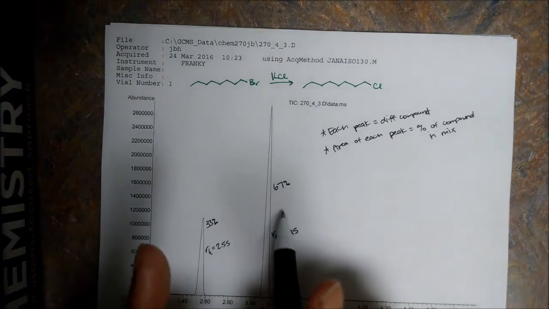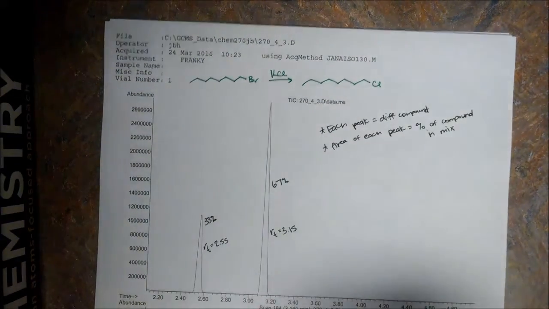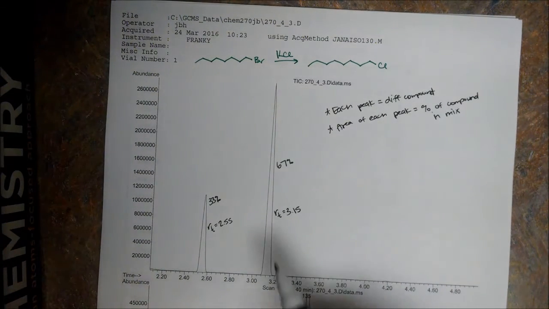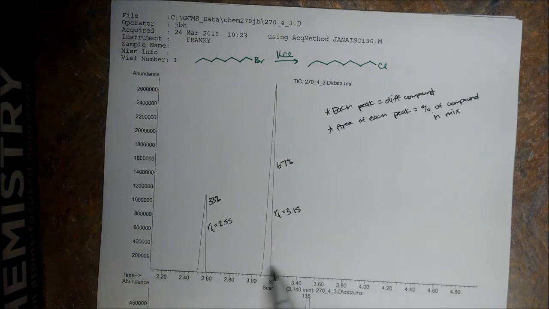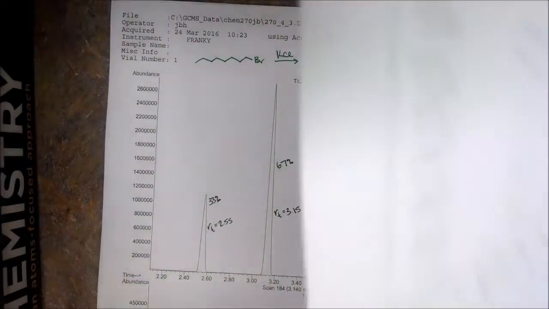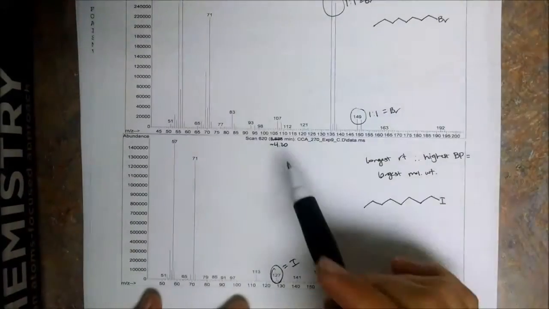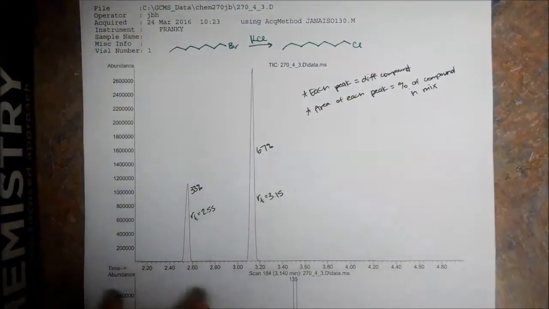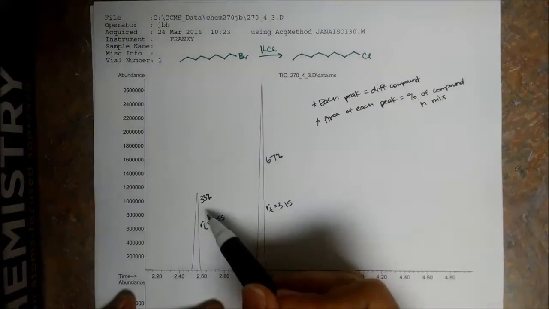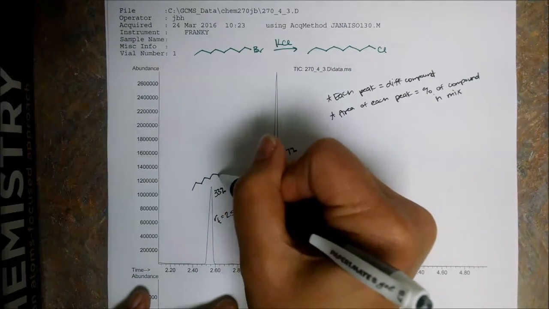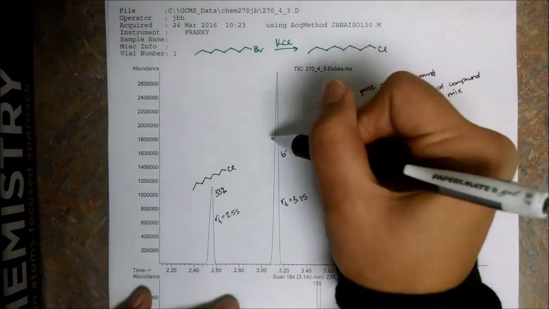So there were 2 compounds in this mixture. Can you tell me what they are? Just look at those retention times. What will determine the retention times? The boiling points. I'll let you know that the iodide comes off much later. We know that because we can look at the retention times over here. Here we go, 2.55, 3.15. The iodide comes off around 4.20. So this one is the lightest. What is it? It is the chloride. And this one is our bromide.